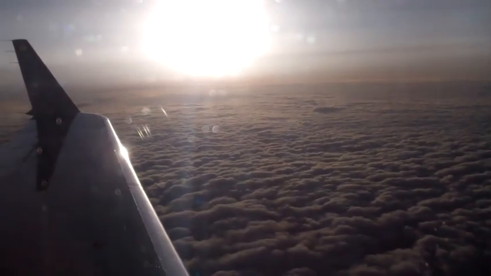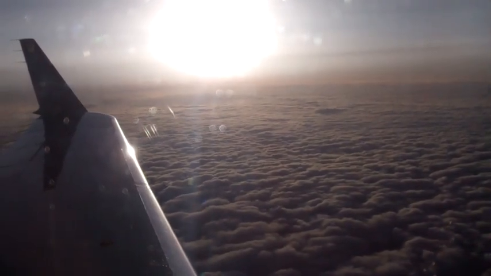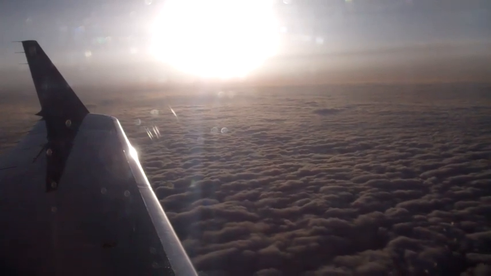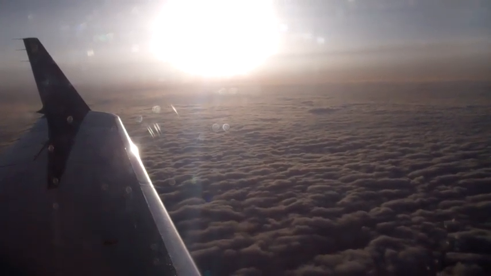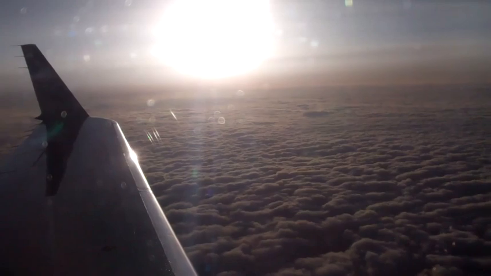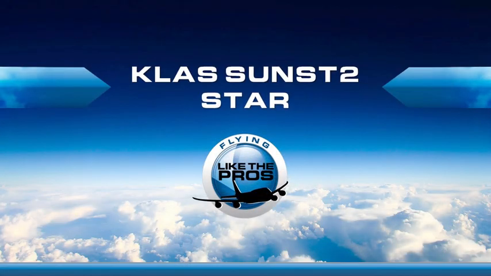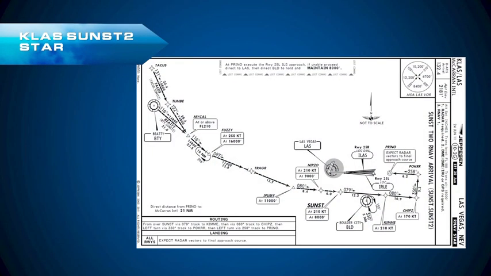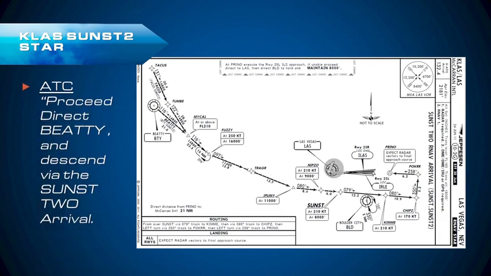Since the VNAV system can throw you a curveball every now and then, we're going to demonstrate the Sunset 2 arrival into Las Vegas McCarran and show you some of the basic procedures for managing VNAV. So let's watch the Sunset 2 arrival in action into Las Vegas McCarran. Our clearance is going to be something like proceed direct to Beatty and descend via the Sunset 2 arrival.